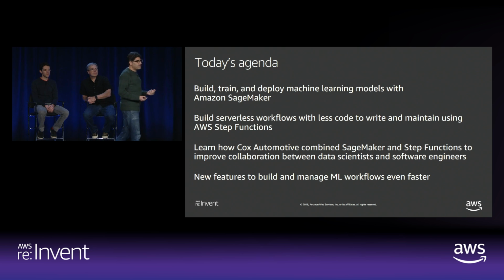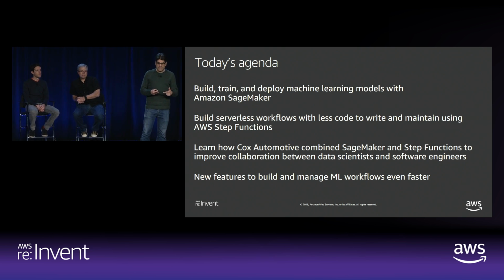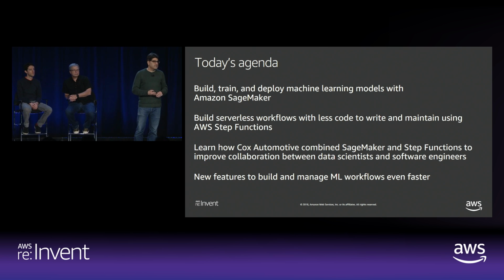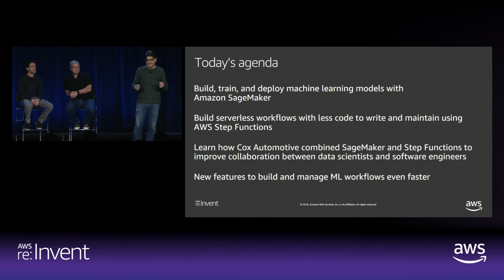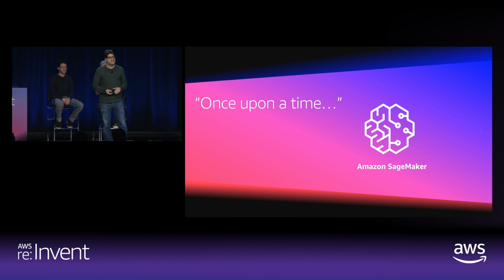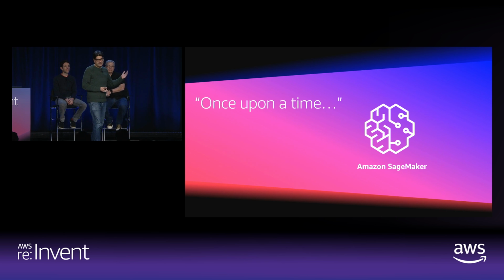Then Jeremy will talk a little bit about how Cox Automotive put these two together to improve collaboration between their data scientists and their software engineers. And then, last but not least, we're going to talk about some new features that we're launching this week to make building these machine learning workflows even easier. So we're going to begin with SageMaker. To talk about SageMaker, I'm going to hand the floor over to Tom Fallhaber.